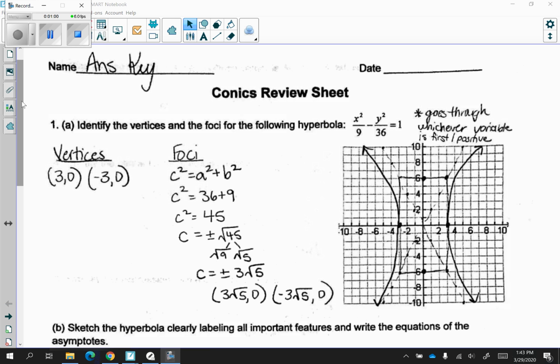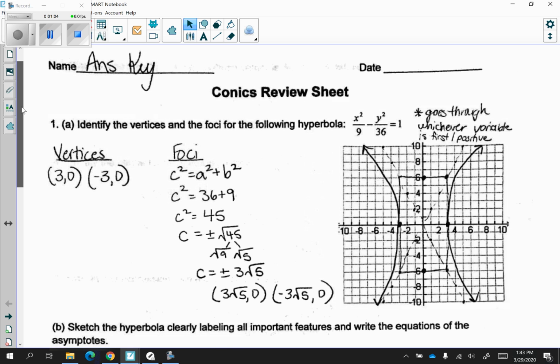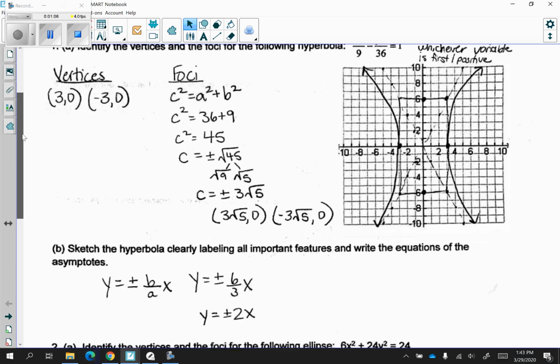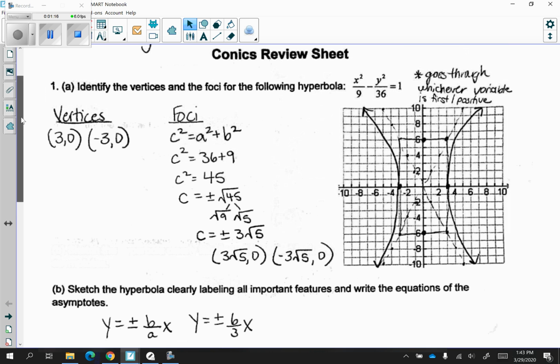For B, it says to sketch the hyperbola, clearly labeling all important features, and write the equations of the asymptotes. Now remember, y is equal to plus or minus b over a times x. So that would be 6 over 3 x. So that simplifies to plus or minus 2x.